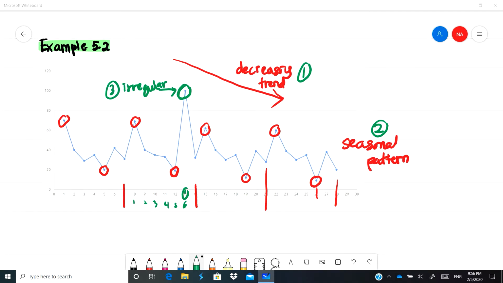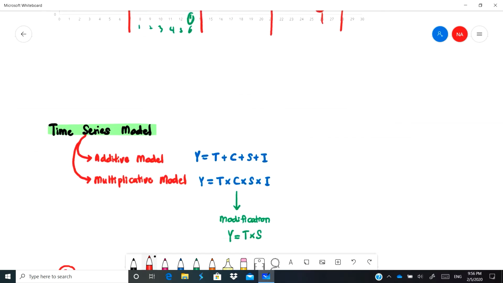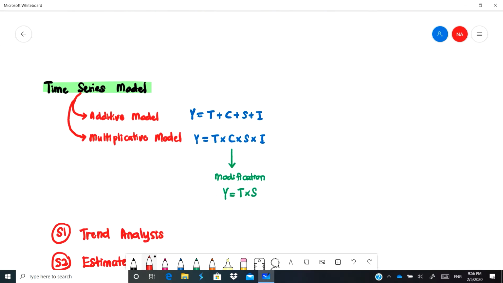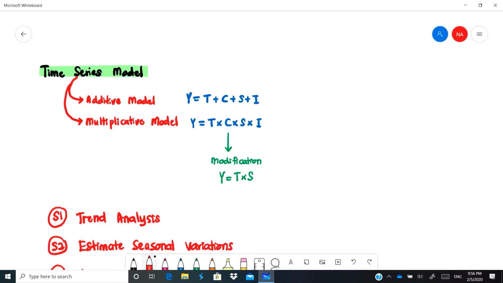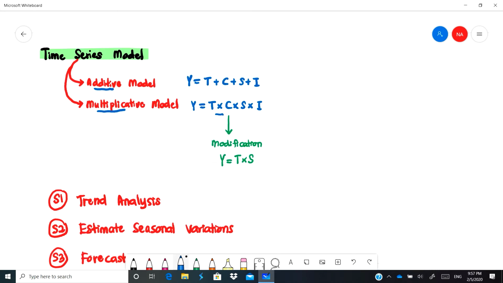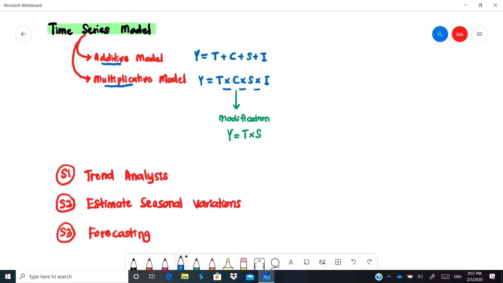So the next thing that we are going to see is the time series model. We have two types of time series model. The first one is the additive model, where the formula is given by Y equals T plus C plus S plus I, which is the trend plus the cyclical plus the seasonal plus the irregular. The second model is the multiplicative model, where they are related by multiplication, so T multiplied by C multiplied by S multiplied by I. But we can modify this multiplicative model.